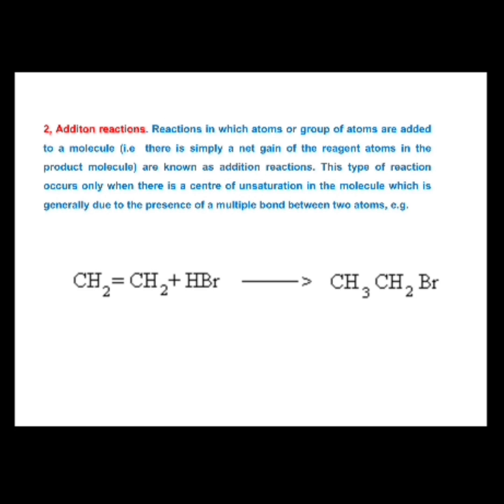For example, here I have given ethylene. Ethylene reacts with hydrogen bromide to form ethyl bromide. So one hydrogen is added to one carbon atom and a bromide is added to another carbon atom. Simply, in the double bond, one pi bond breaks and the addition reaction takes place.